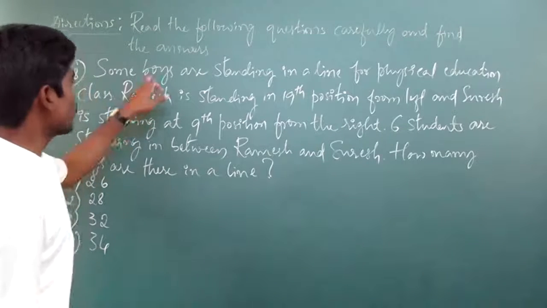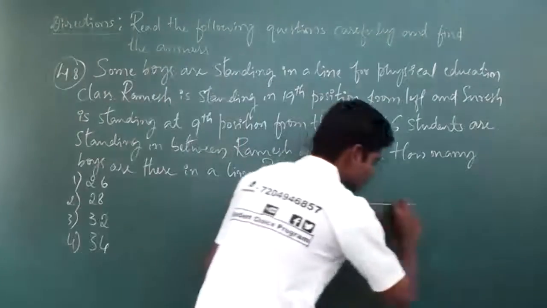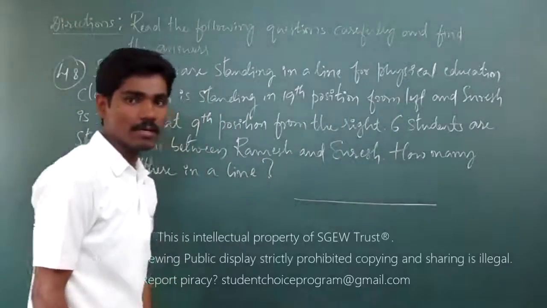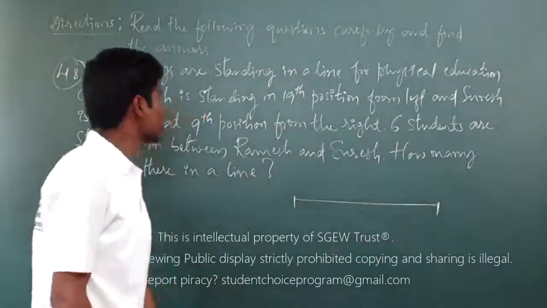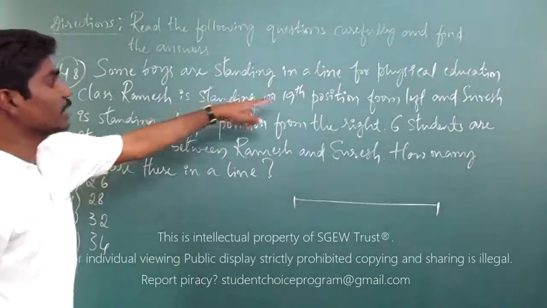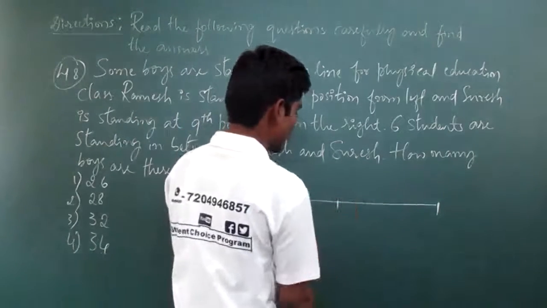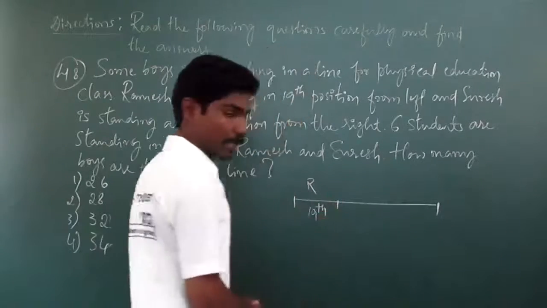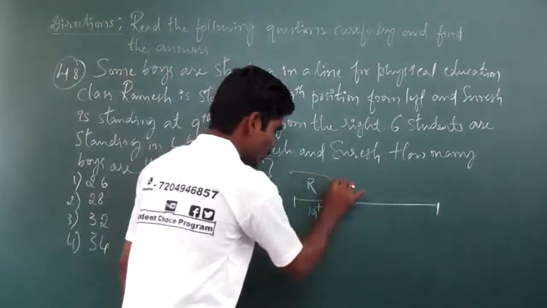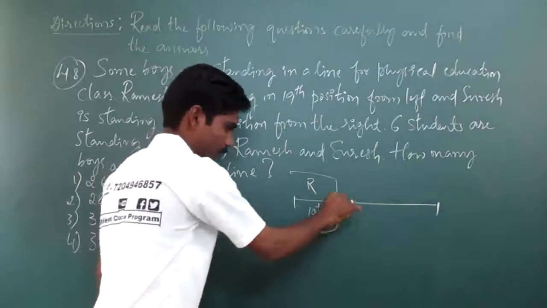Okay. Now some boys are standing in a line for physical education. Let us consider this is the line where the students are standing. Ramesh is standing in 19th position from the left. From the left, Ramesh is standing at the 19th position. That means there are totally 19 students from the left to this point.